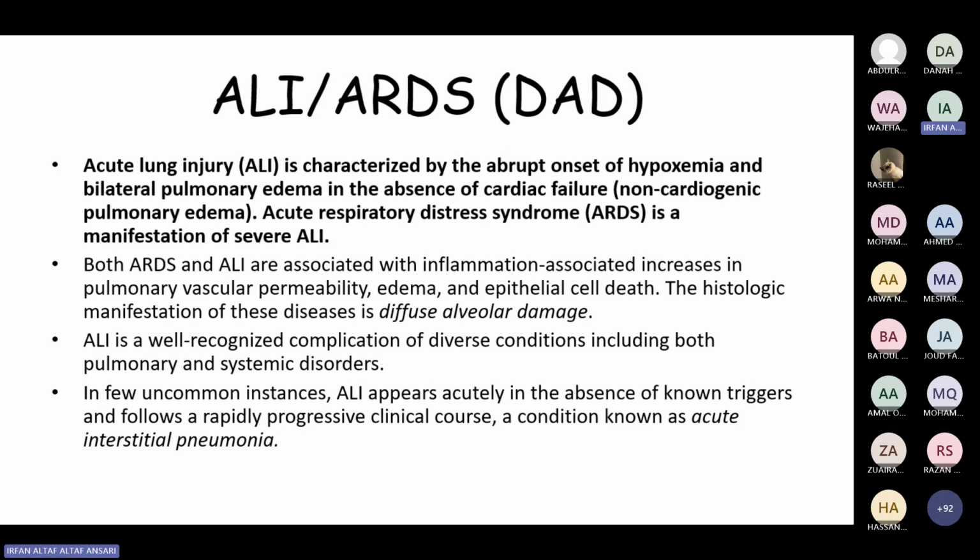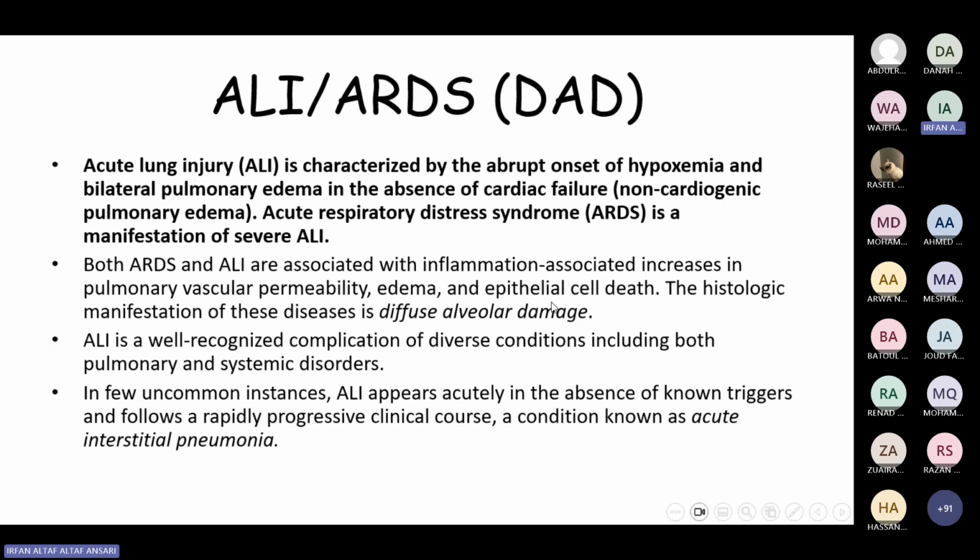This will lead to edema, and this edema will cause pressure on the epithelial cells of the alveoli and lead to epithelial cell death. When the lung epithelial cells are dead, there is no exchange between the carbon dioxide and oxygen. So the patient will have hypoxemia and hypercapnia. Okay. And this epithelial cell death characteristically manifests histologically as diffuse alveolar damage. That's why it has three names. Clinically, we call it ALI or ARDS. Pathologically, we call it DAD, diffuse alveolar damage.